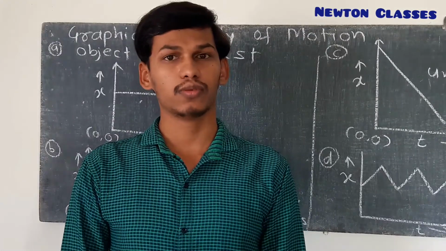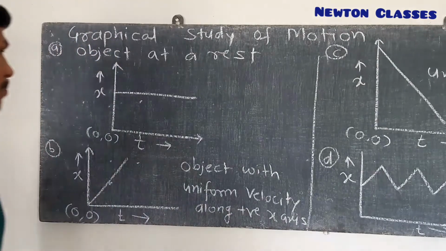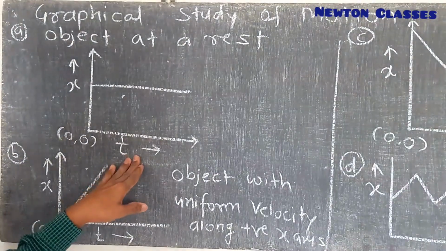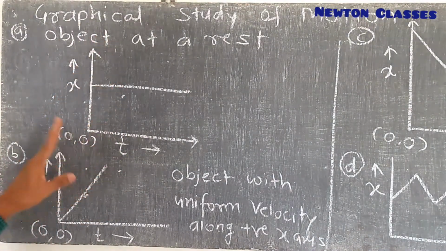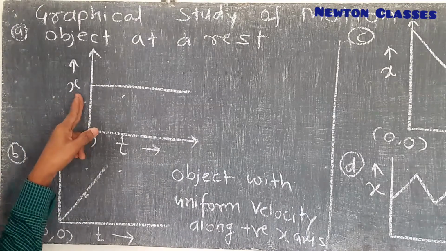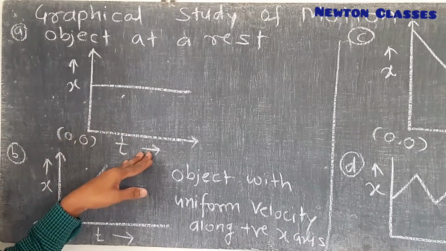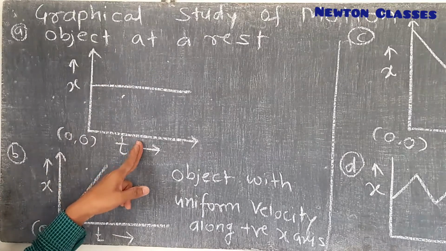Now we will study motion with the help of the displacement-time graph. Here we will plot displacement values along the y-axis and time values along the x-axis. The first case is when the object is at rest. We know when an object is at rest, its position does not change. Its position is fixed even as time increases. Therefore, we will obtain a straight line which is parallel to the time axis.